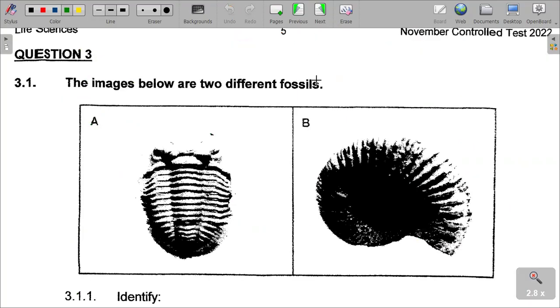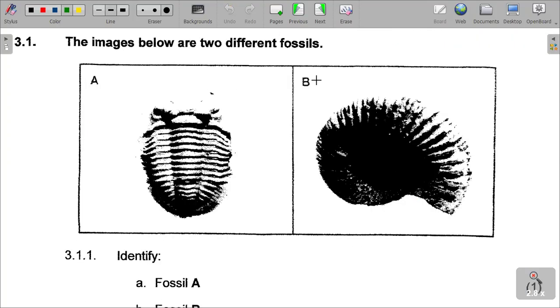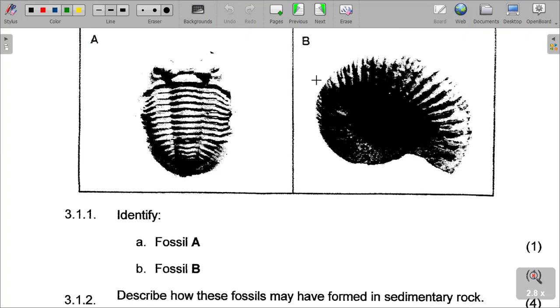The images below are two different fossils. Identify fossil A and fossil B. Fossil A, we are saying, is called a trilobite.